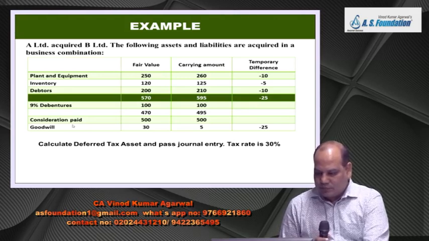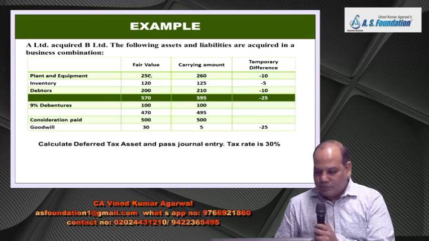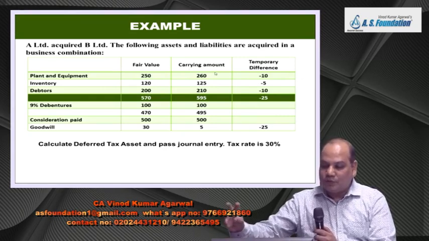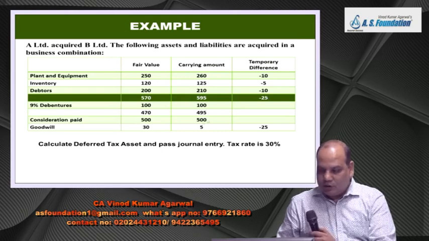Minus 25. Will it give rise to DTA or DTL? DTA, because the carrying amount is, this will be the tax base now, correct? Even though it is written fair value, this will be recorded in the books as carrying amount, and this will become the tax base. Carrying amount in the books of acquiree is the tax base. So no confusion. This item will be recorded in the books. It will give rise to DTA also. Past journal entry, tax rate is 30%.